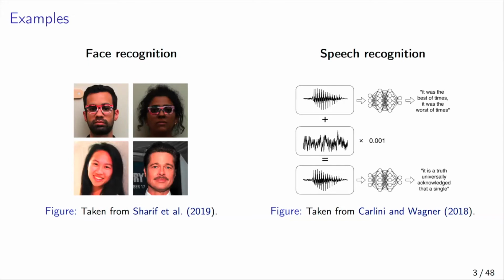On the left-hand side, you can see how they can be used in face recognition. There's a paper from 2019, which proposes to 3D print adversarial glasses that, when worn by human beings, mislead face recognition systems into recognizing people different from the people actually wearing the glasses. On the right-hand side, you can see, for example, this person wearing these glasses. And when wearing these glasses, the person is misclassified as Brad Pitt.